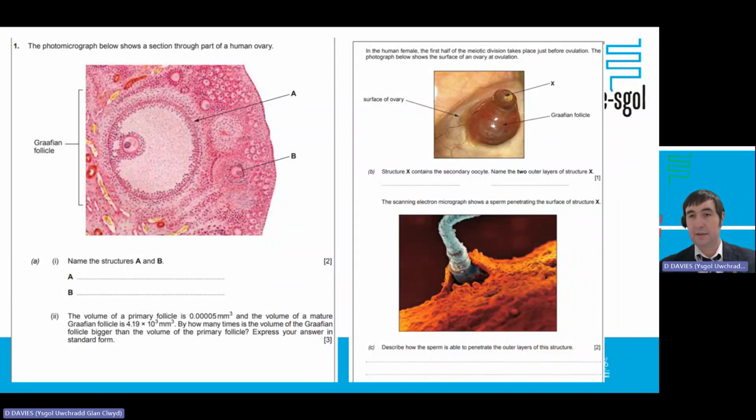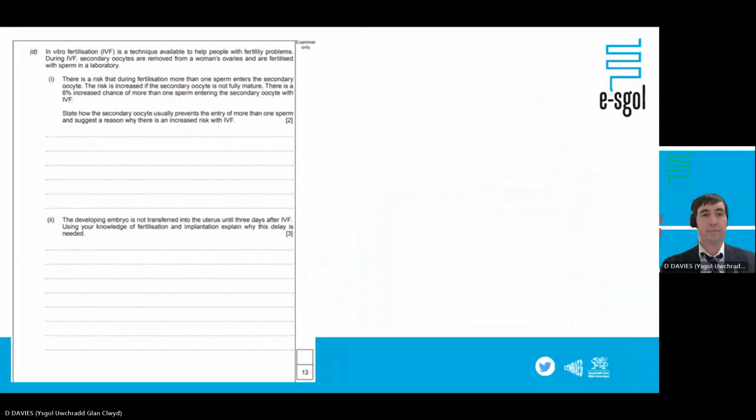Okay. So again, these questions, quite easy. What's X? Two outer layers of X. Okay, describe that. They're more learning questions. Okay, so stop the video and have a bash at those answers, and I will publish the mark scheme for you in 3, 2, 1. No, I won't. There's more to the question, I'm afraid.